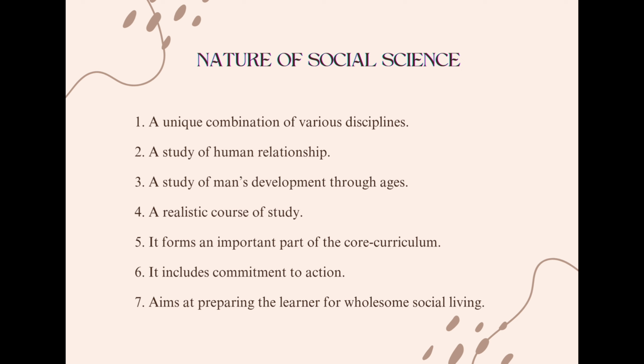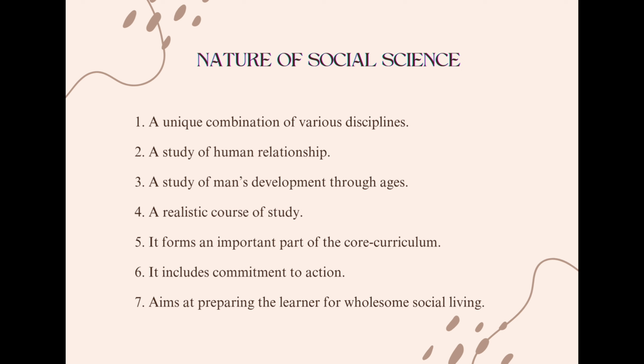Now we can move to the seventh one. Social science aims at preparing the learner for wholesome social living. The main goal of social science is to help us become good and responsible members of society, a responsible citizen. It gives us the knowledge, values, and skills we need to live happily and peacefully with others. Also, it teaches how to respect different cultures, care for the environment, work together, and solve problems in a fair way.